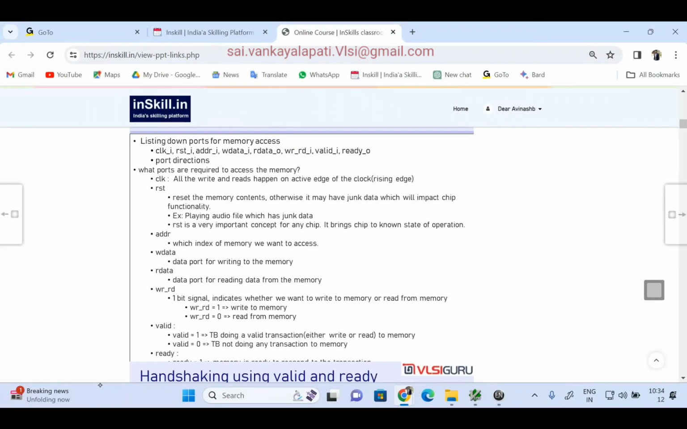Now what are WR and RD? Enables. How many bits are these enable signals? I can declare them as 1 bit. This 1-bit signal indicates whether we want to write to the memory or read from the memory. If write enable is equal to 1, we are writing to the memory. If enable is equal to 0, we are reading the memory.